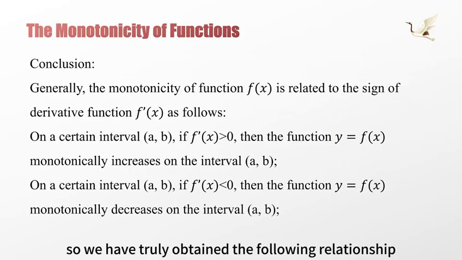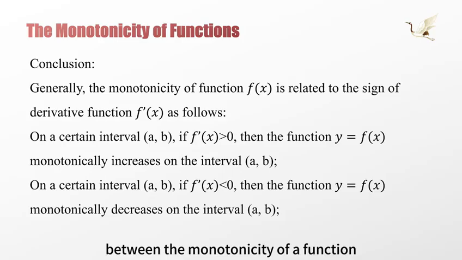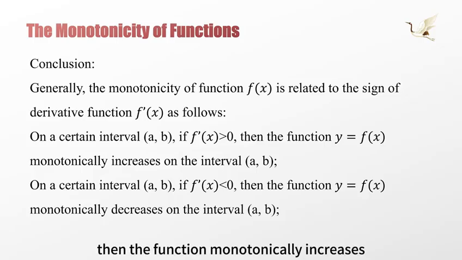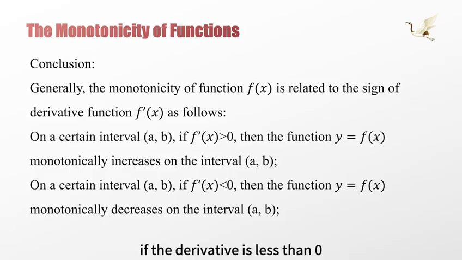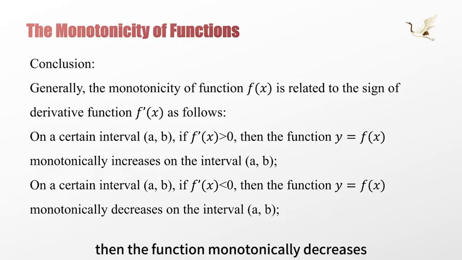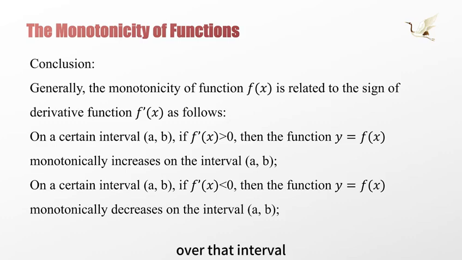So, we have truly obtained the following relationship between the monotonicity of a function and the sign of its derivative. On an open interval a to b, if the derivative is greater than 0, then the function monotonically increases on that interval. If the derivative is less than 0, then the function monotonically decreases over that interval.